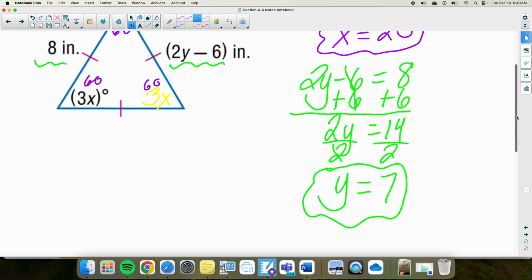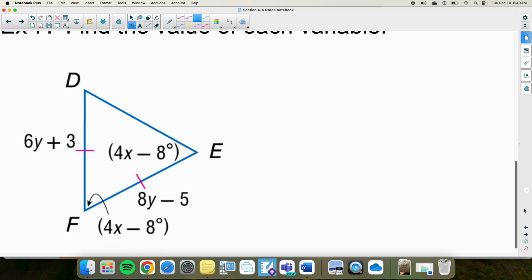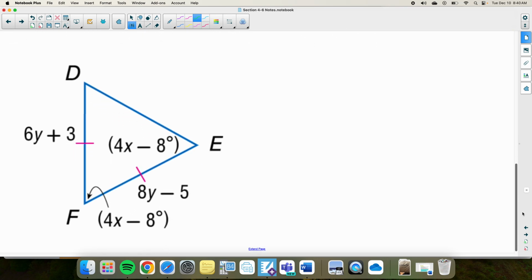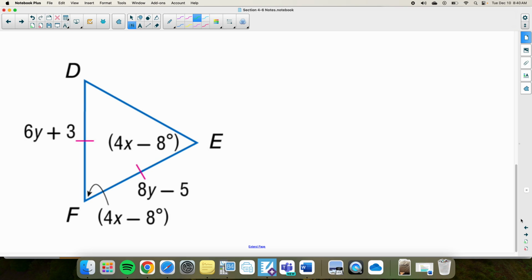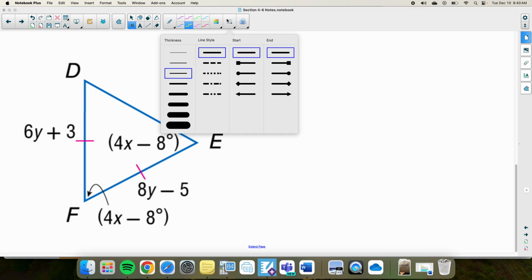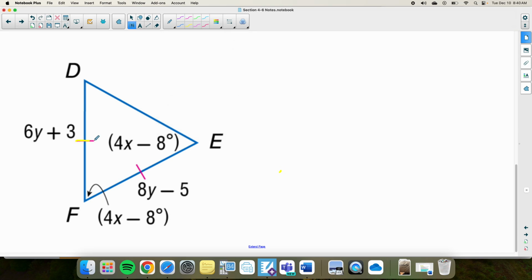Okay. We go down here. They want us to find the value of each variable, okay? So first of all, this angle is 4x minus 8. If these two sides are equal, okay, this side is equal to this side, do you guys get that this angle is congruent to that angle? Does everybody understand that? Now, if this is 4x minus 8, this is 4x minus 8.